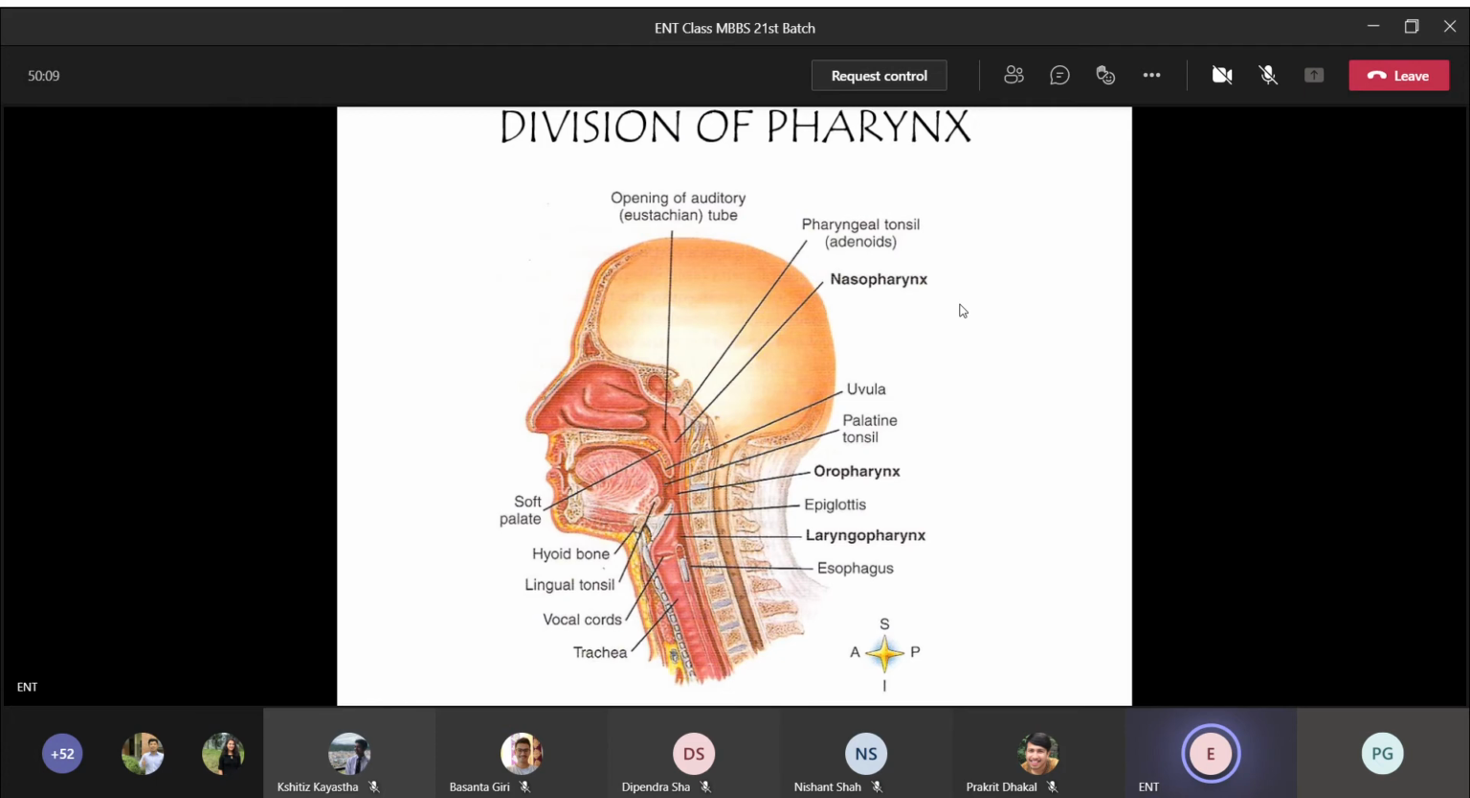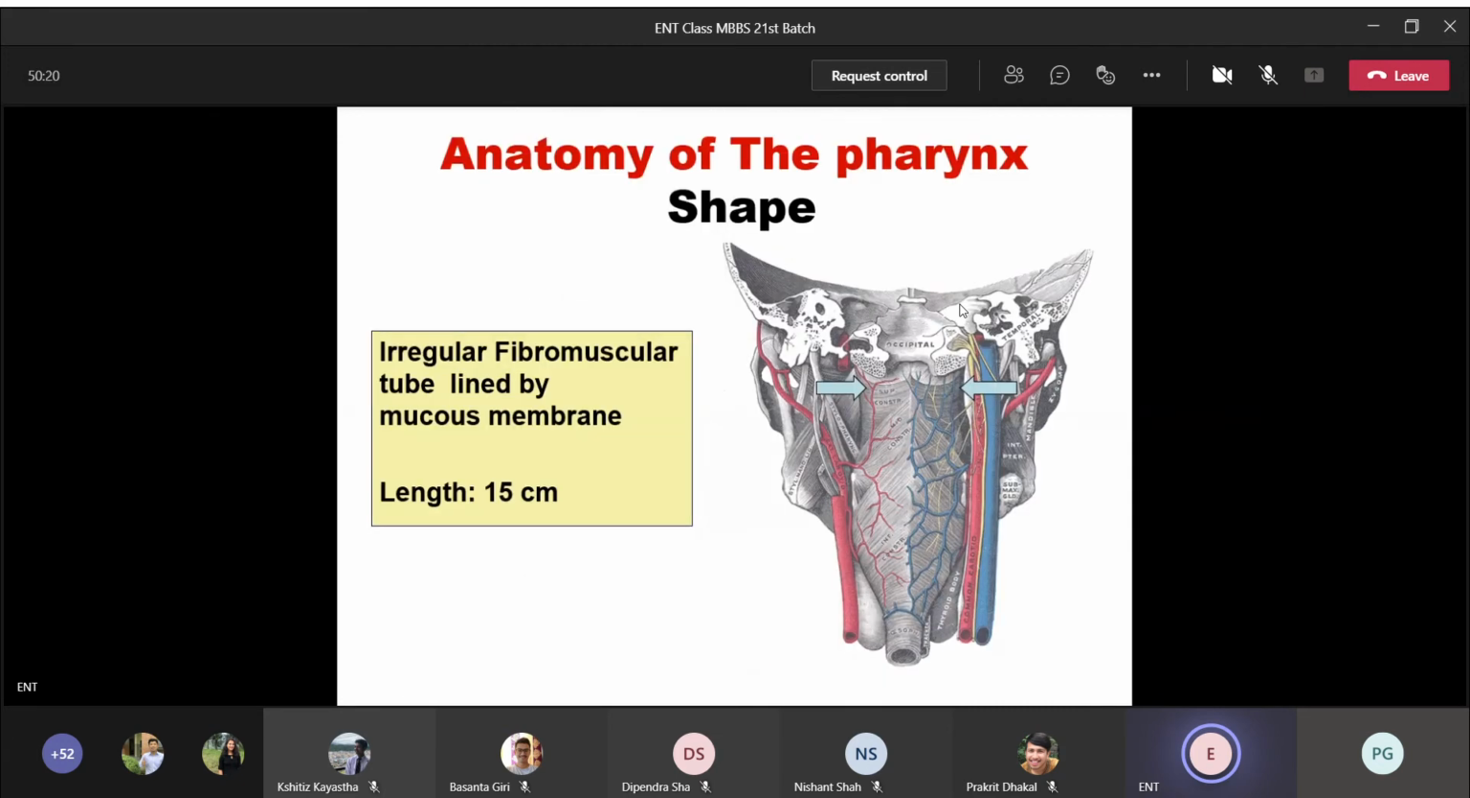and it is divided into 3 parts. One is the nasopharynx, the second is the oropharynx, and third is the laryngopharynx or hypopharynx. The shape is an irregular fibromuscular tube lined by the mucous membrane, and the length of the pharynx is 15 centimeters.